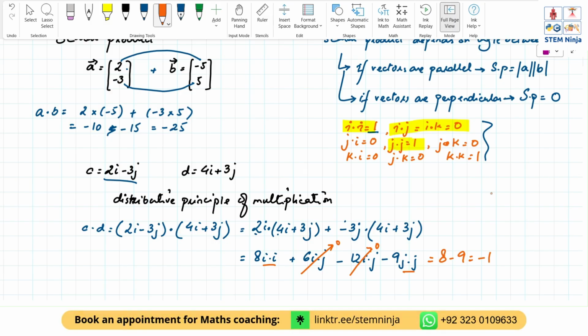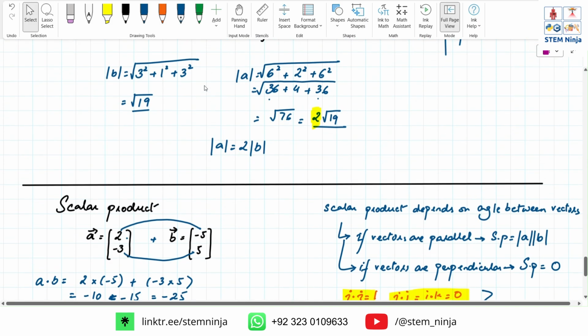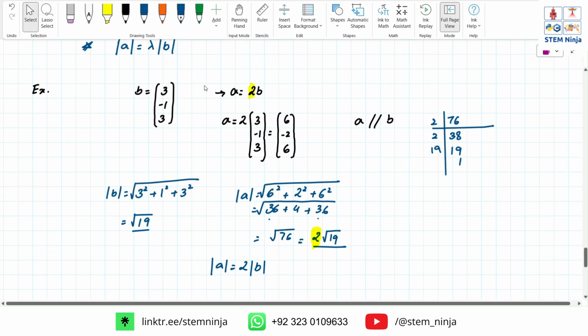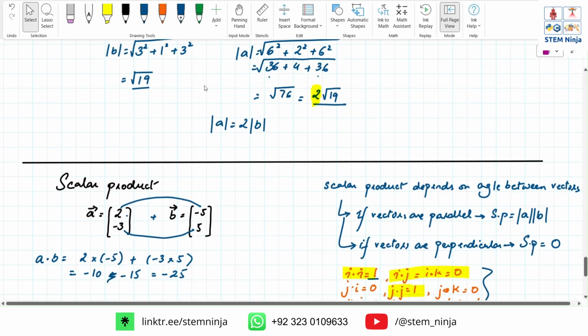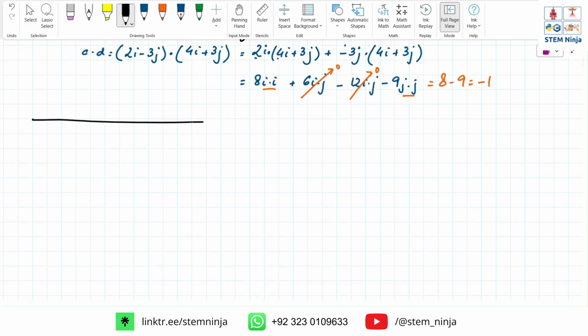So this was the principle behind the full multiplication, but you don't have to repeat this process again. You can just do component by component multiplication and simply addition. Now, what happens when they are parallel? So let's see this over here. We had two vectors, 3, minus 1, 3, and 6, minus 2, 6. Let's see another example.